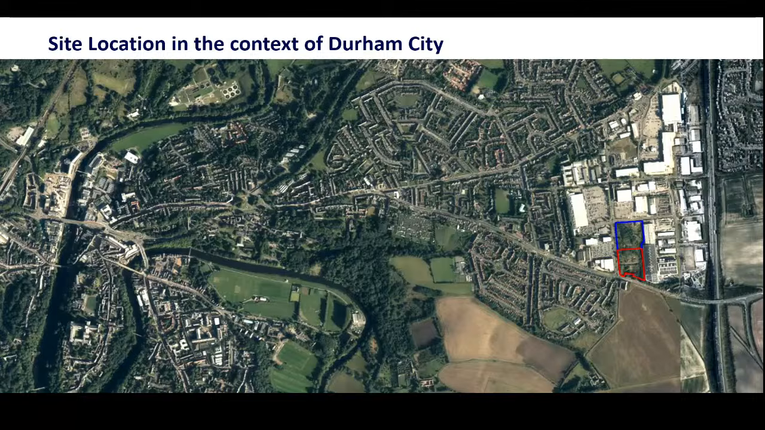So just getting into the main presentation, the first slide shows the site in the context of Durham City. So the city centre is located off to the left of the image, and the application site is shown in red on the right-hand side of the photograph. And then just to the further right of the site is the A1.